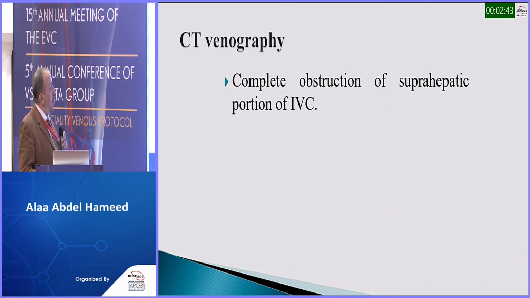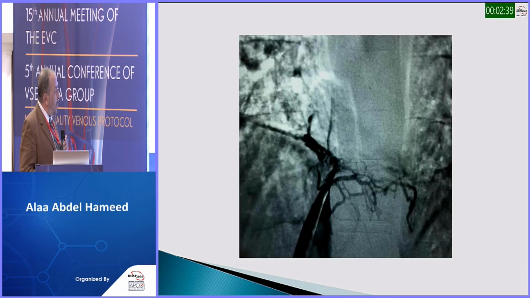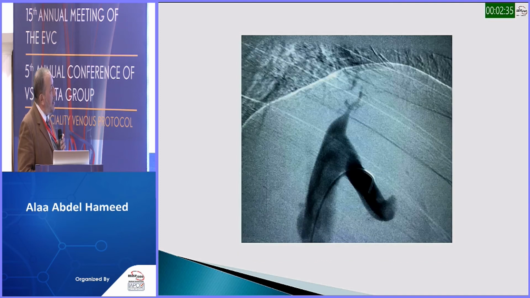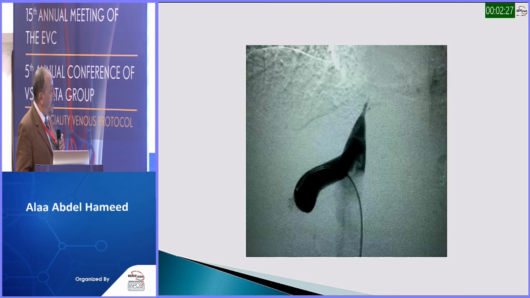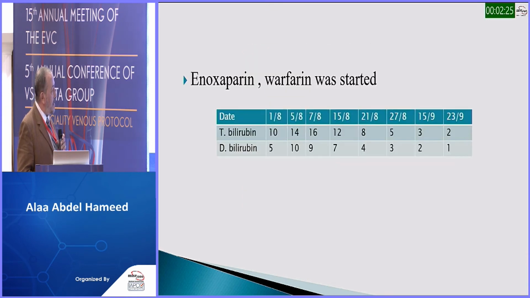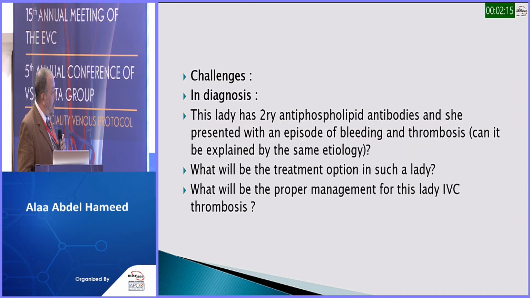On the CT venography, we have a complete obstruction of the suprahepatic portion. This is the segment. As we find here, we find a total occlusion of the suprahepatic segment of the IVC. This is again the segment. So we started anticoagulation with enoxaparin and warfarin. The total bilirubin started to drop, and the direct also.